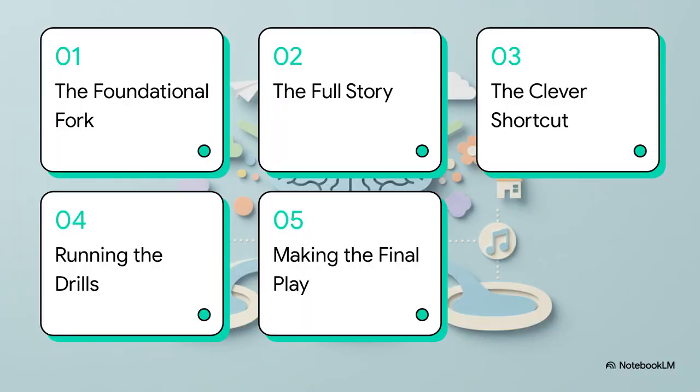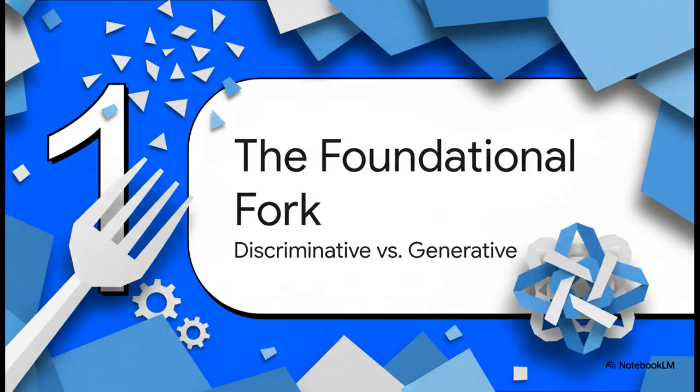First up, we've got the foundational fork. This is the big initial choice you always have to make. Then, we'll dig into the full story to see what a perfect ideal model would look like. Spoilers, it gets complicated. So next, we'll learn the clever shortcut that makes everything practical. And to make sure it sticks, we're running the drills. And then we'll wrap it all up by making the final play to see how it works in the real world. So let's kick things off with that first play, the foundational fork.